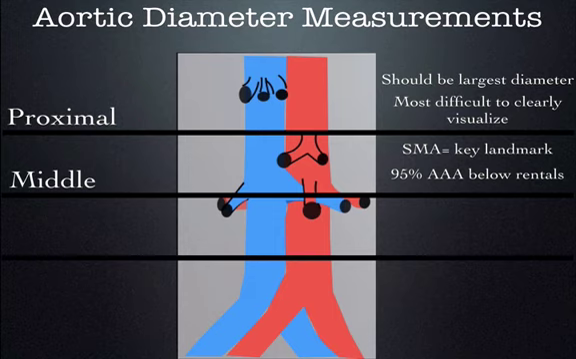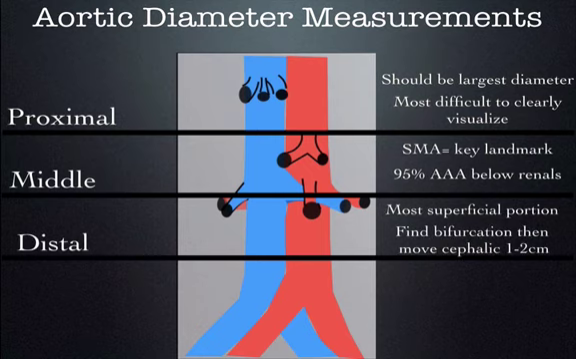Once you identify the superior mesenteric artery, you know that you're immediately above the renal arteries. This is how you're going to know if the AAA is infrarenal or suprarenal. The renal arteries themselves are actually quite difficult to visualize with ultrasound. In fact, most of the time you're not going to see them. So not only is the superior mesenteric artery the landmark for the middle segment, it's also the landmark for the renal artery takeoff. Understand that 95% of AAAs are below the renals.